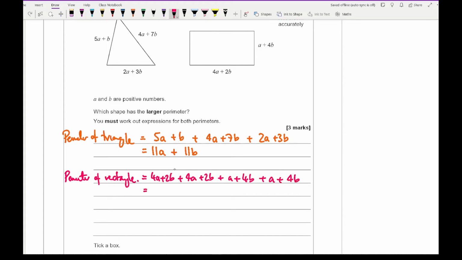It's all about collecting the like terms correctly, in which I should have 10a plus 12b. Now what I want to do is compare these two values. So is one bigger than the other?